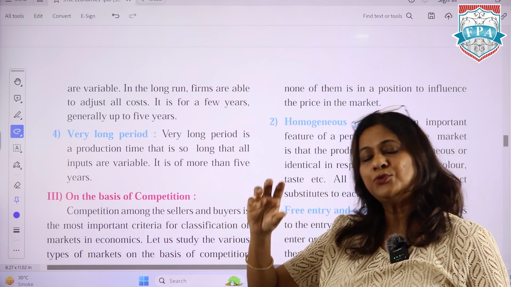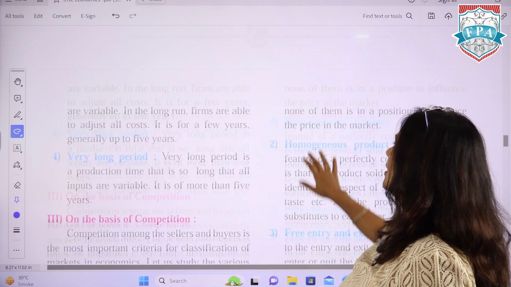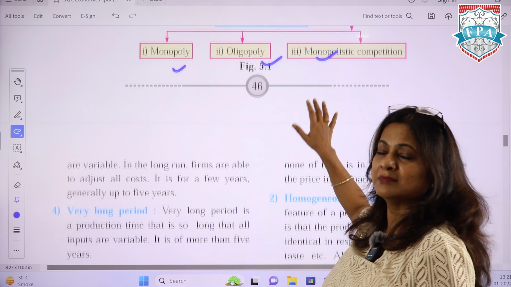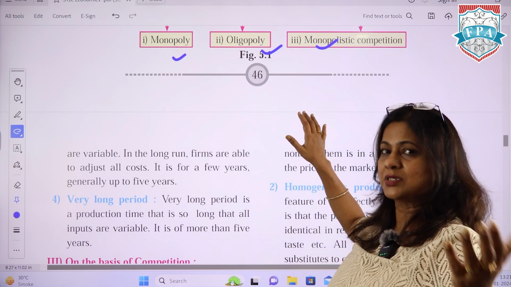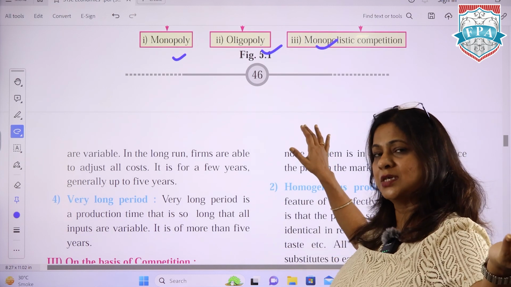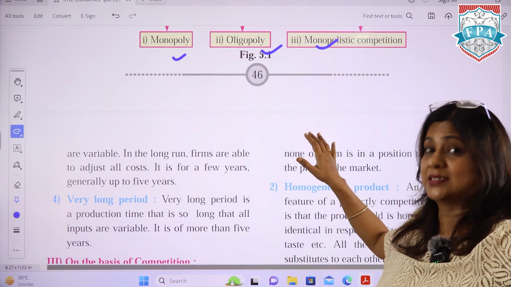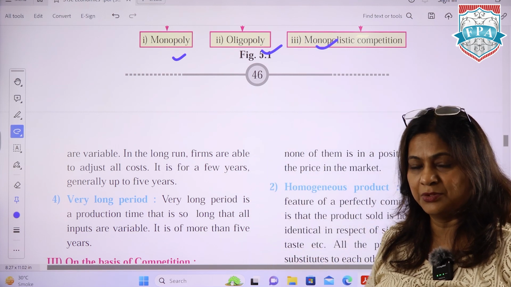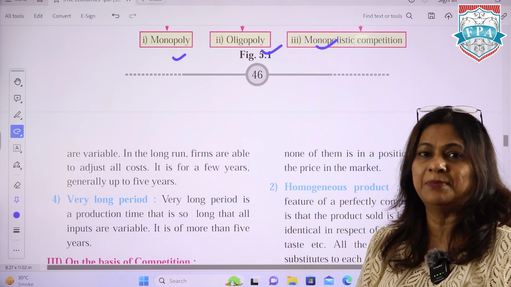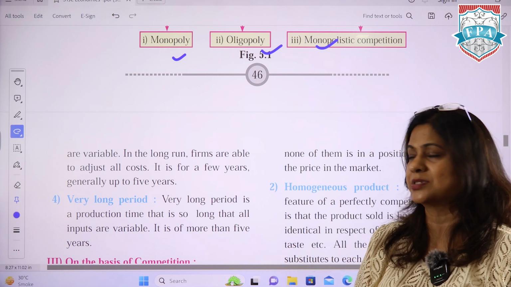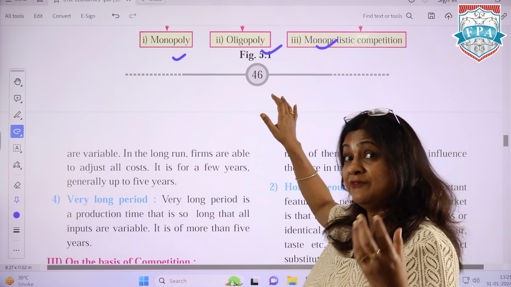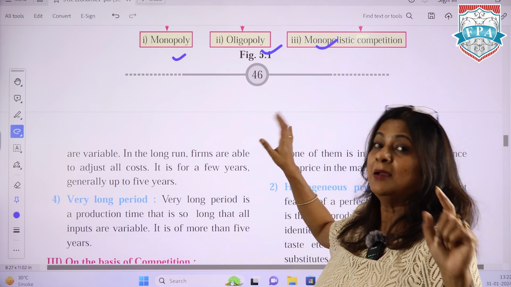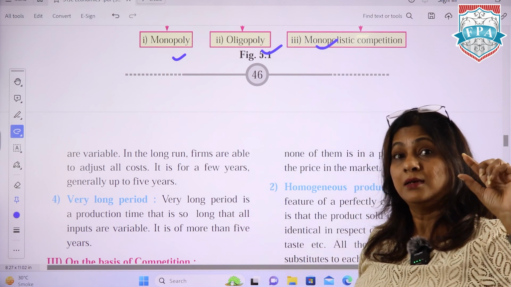In case of long period and very long period, you need to understand. If a question comes in the exam, you can write that in case of long period or very long period, all costs, whether fixed or variable in nature, are of variable character, and the firm can make suitable adjustments as per the demand of the product. But in case of a short and very short period, to be precise, very short period means supply is fixed. Price is determined by demand.